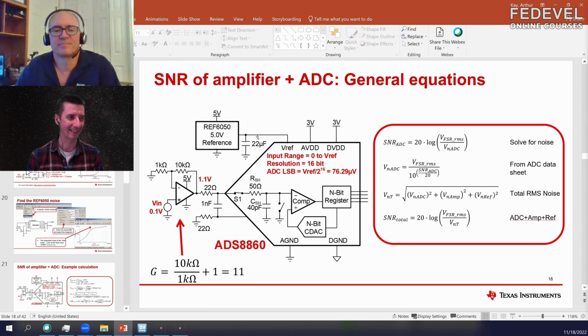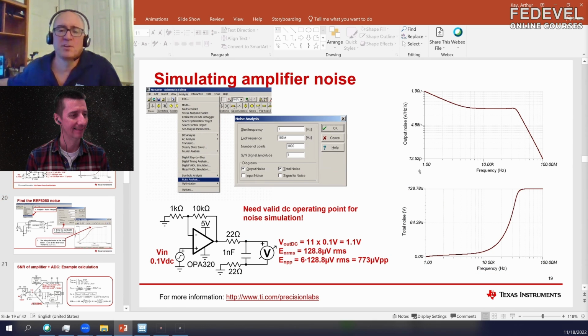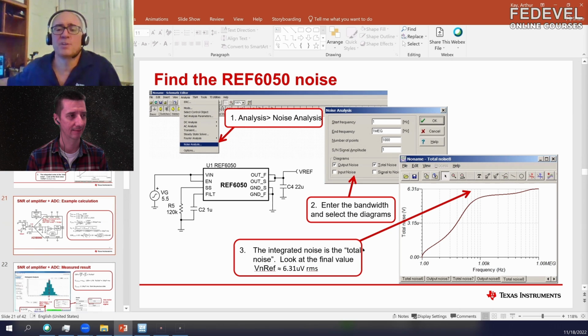Okay, we can move to the next slide now. The slides here are just showing that we've simulated the noise, and here's our total noise. Then we do a similar simulation for the voltage reference, and then finally, we do the final calculation.